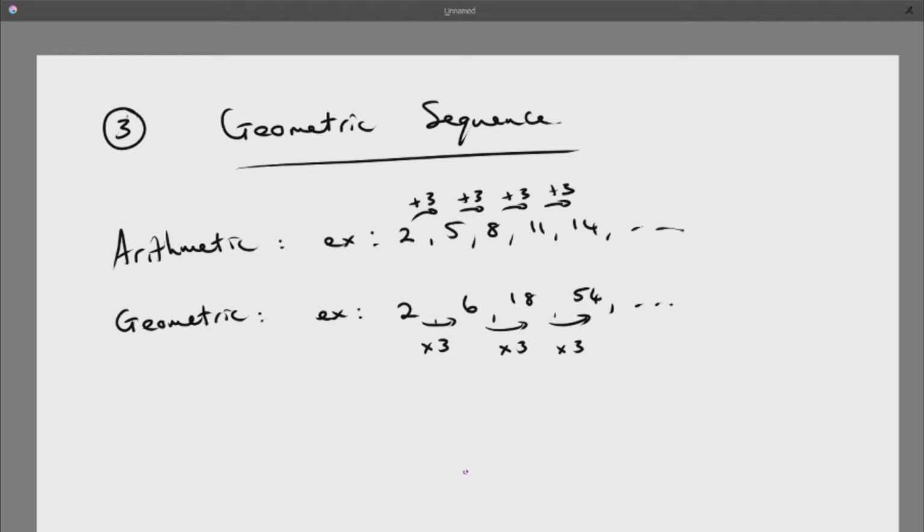So, even though I'm starting with the same number, I'm still using a 3, the result is not at all the same. And the multiplication sequences grow much faster. So, let's write this down.